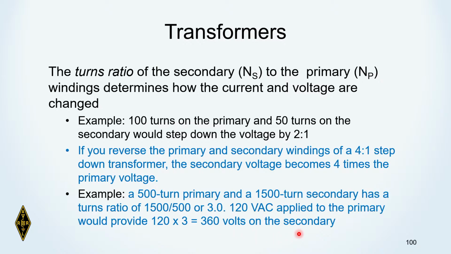Now we've had past students ask, why in the world would you want to do this? What is its practical value? Well, a lot of our equipment will plug into a wall socket, 120 volts AC, but your radio wants 13.8 volts DC to run. So that would be an example of a step-down transformer followed by some kind of a rectifier to make it DC.